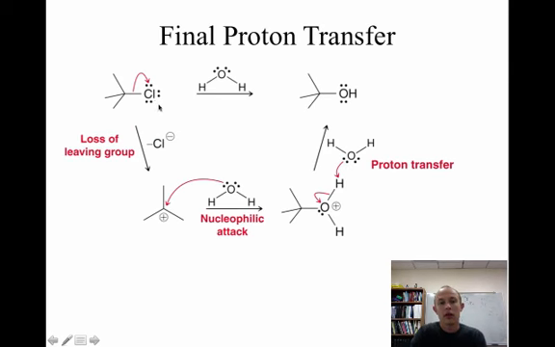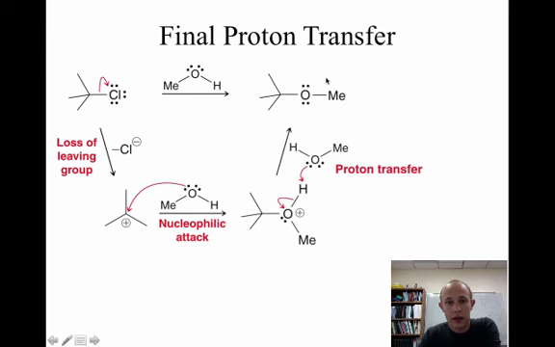Or, alternatively, we could have water as the nucleophile: chloride leaves to generate the carbocation, and then water acts as a nucleophile. But look, we have a charged intermediate, and our product is neutrally charged. So what we need to do is transfer a proton back to the solvent, which is water. So water accepts the proton, our compound donates the proton. So we have a proton transfer step at the end to give our final product.